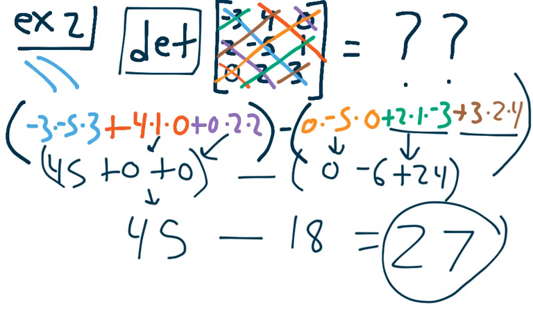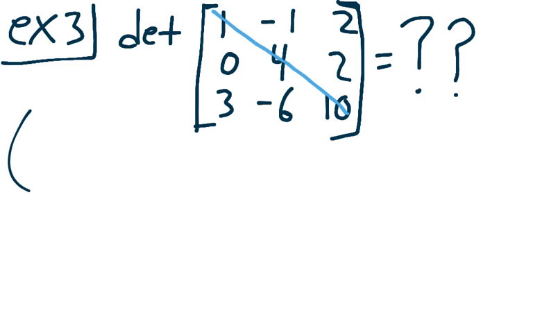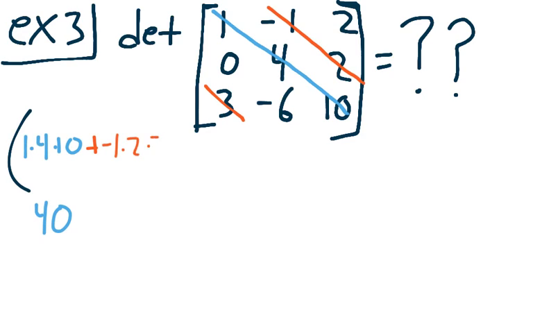We'll do one more, and then I'll stop here. So we'll find this determinant, and then we'll call it a day. So we'll start off then going top left to bottom right. So I have 1 times 4 times 10, so that's going to be 40, 4 times 10. And then go 1 over, so negative 1 times 2 times 3. That's going to be negative 6.